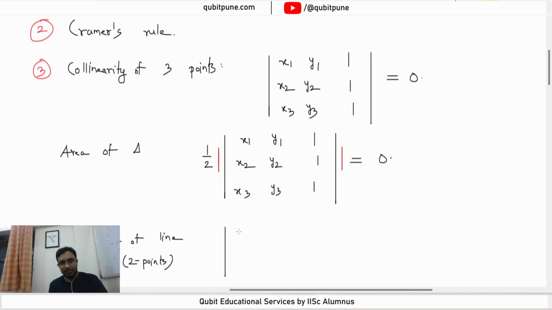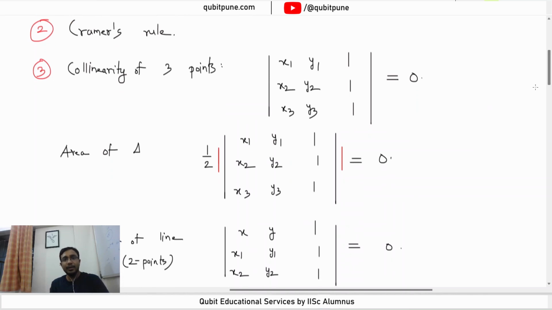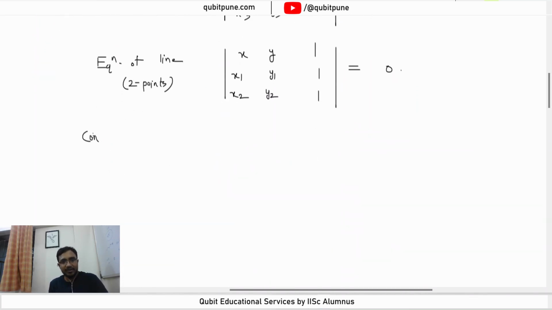Okay, the equation is the determinant with rows x, y, 1; x1, y1, 1; x2, y2, 1 equal to 0. Okay, continuing the applications of determinants in coordinate geometry, we can also establish the concurrence of lines.